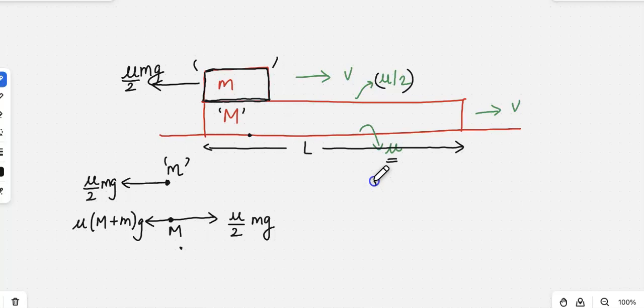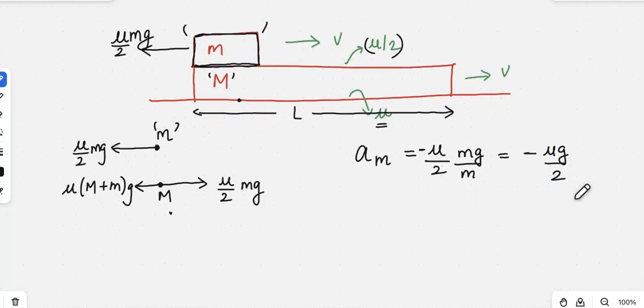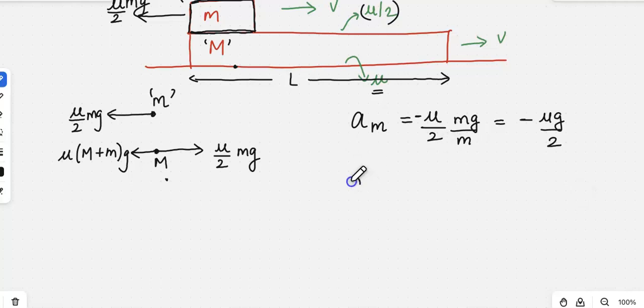Now I will see the situation of the small m block with respect to the capital M block. First let's find out the acceleration of small m. It will be mu times 2 mg by m. It is in the left direction, so I'm writing minus here. I can write that as minus mu g by 2. Now write the acceleration of capital M. Acceleration of capital M will be mu by 2 mg minus mu times (capital M plus small m) into g.